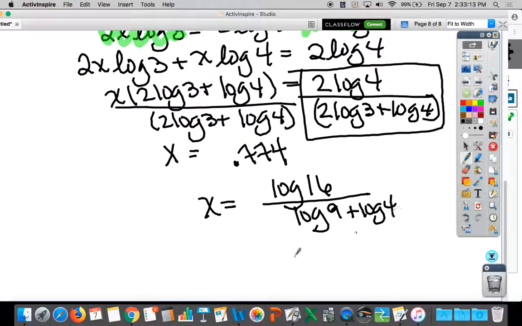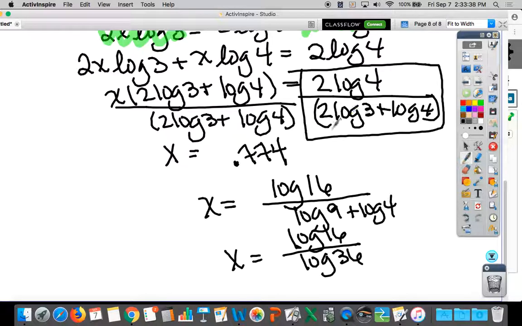Okay, how else could I further simplify that? Log. Okay, you got to think about it. So anytime it's got a plus between it, they might ask you to write it as a single log. You got to know what to do.